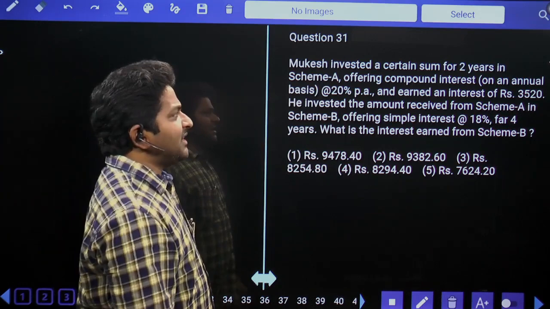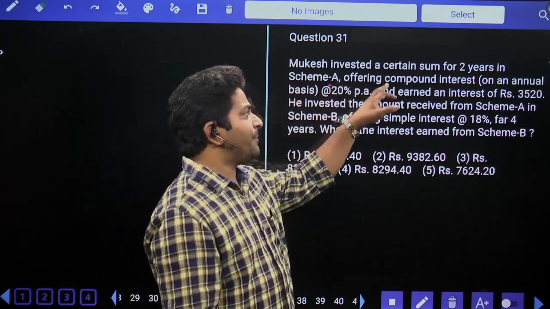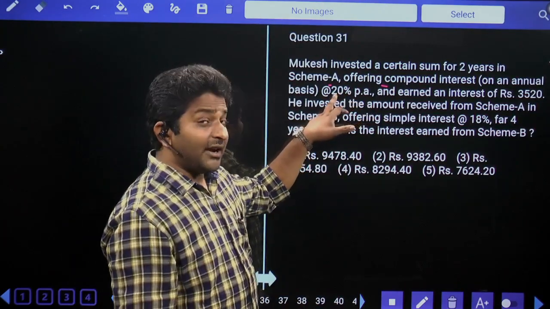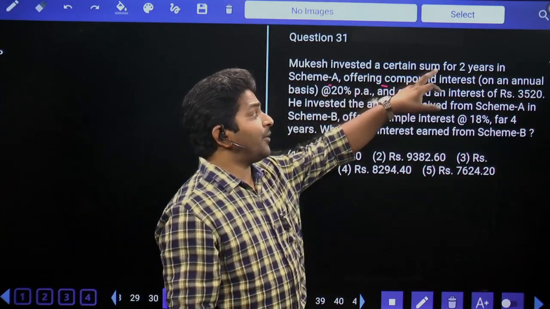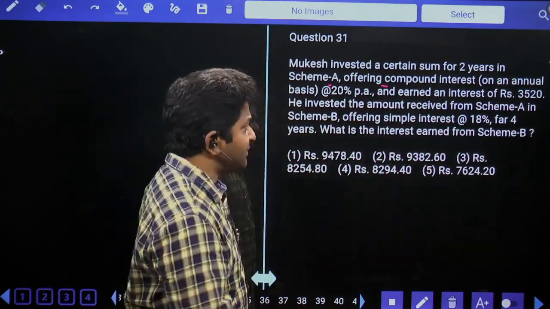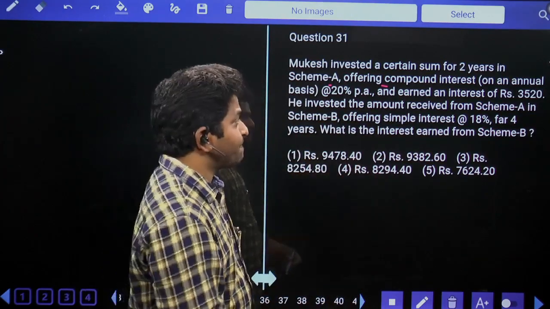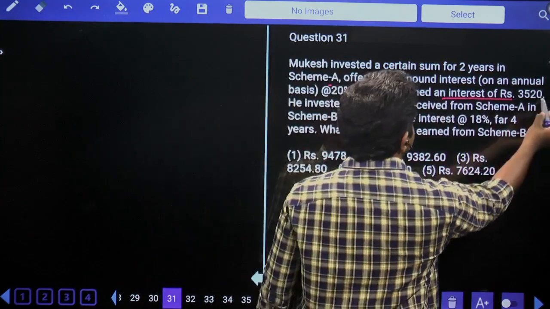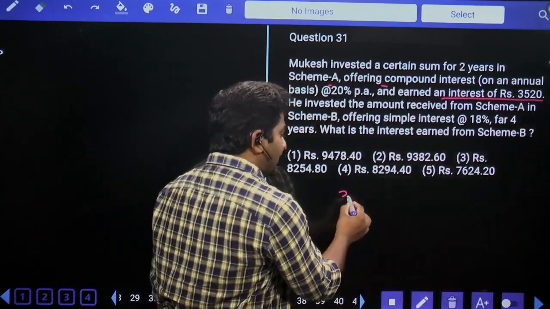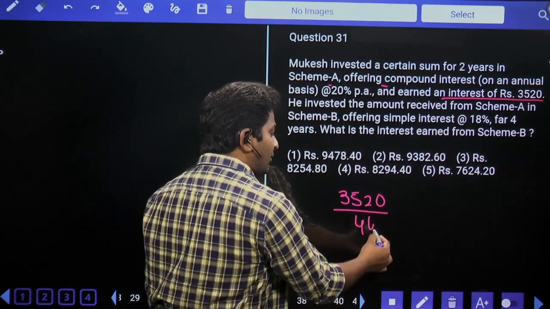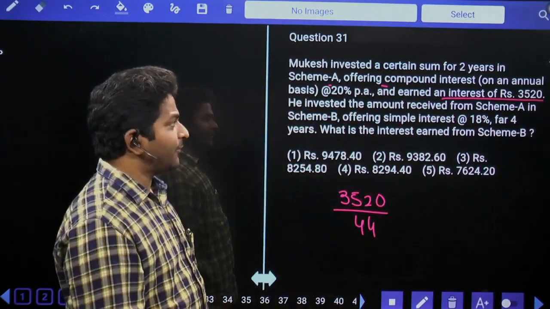Mukesh invested a certain sum for 2 years in scheme A, offering compound interest at 20% per annum. At the rate of 20% per annum, compound interest for 2 years is 44%, that is x% plus x% plus x square by 100. And earned an interest of 3520. The interest obtained is 3520, which is 44%. 1% is divided by 44.